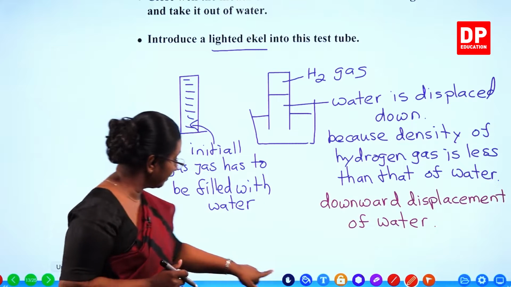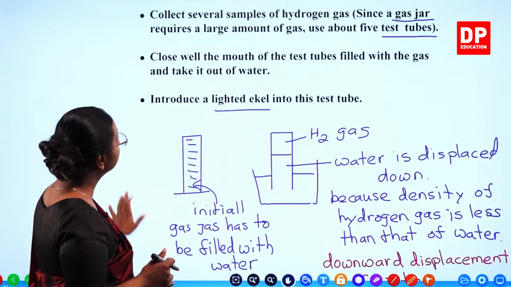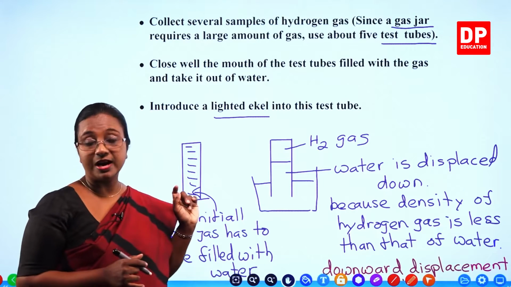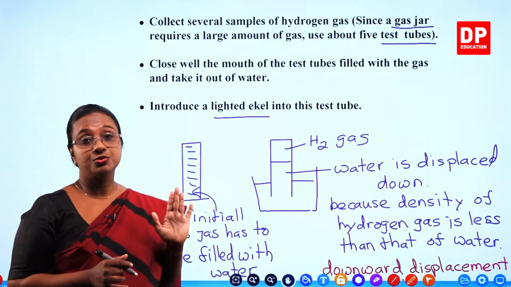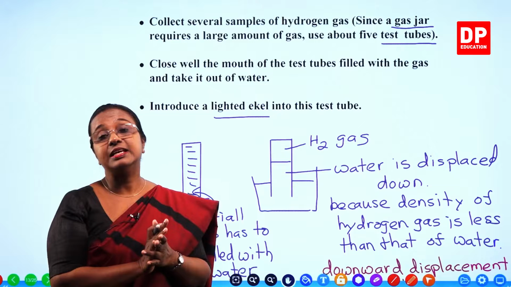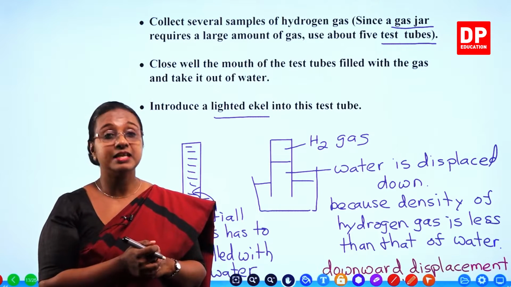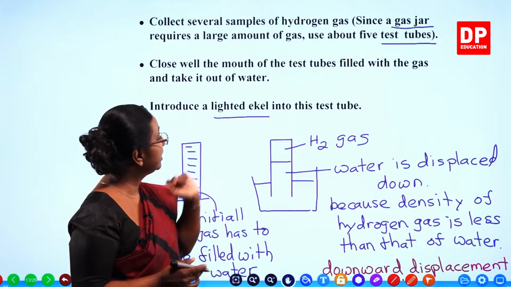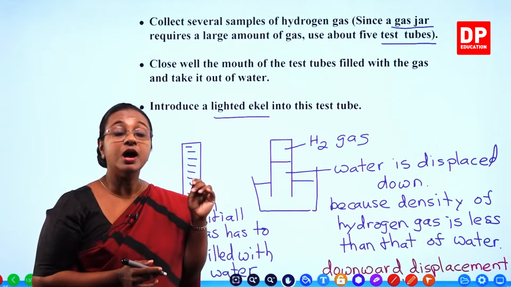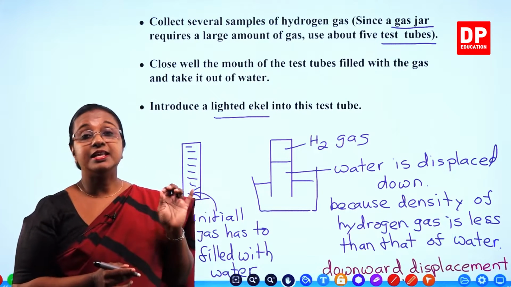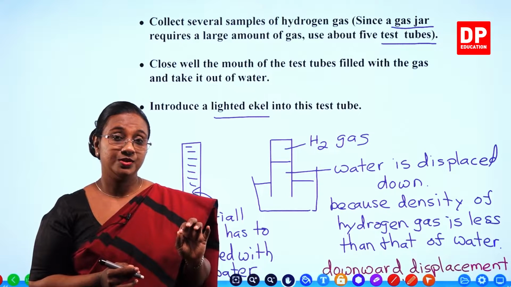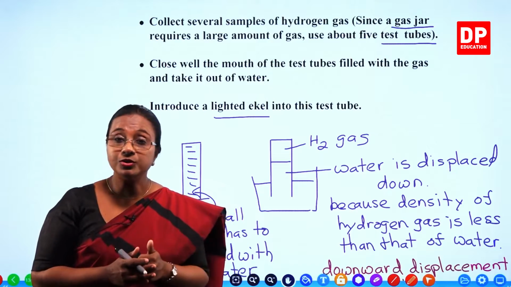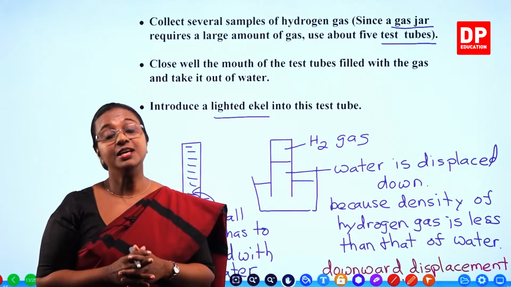So as instructed in the method, we can use a gas jar or we can use about 5 test tubes, or like I told you all, we can collect it in the gas jar and in a test tube. And then again, this particular activity using a lighted splint is to identify that it is hydrogen gas. So I'm sure you all can understand the procedure. We will go to the lab and do this activity now.